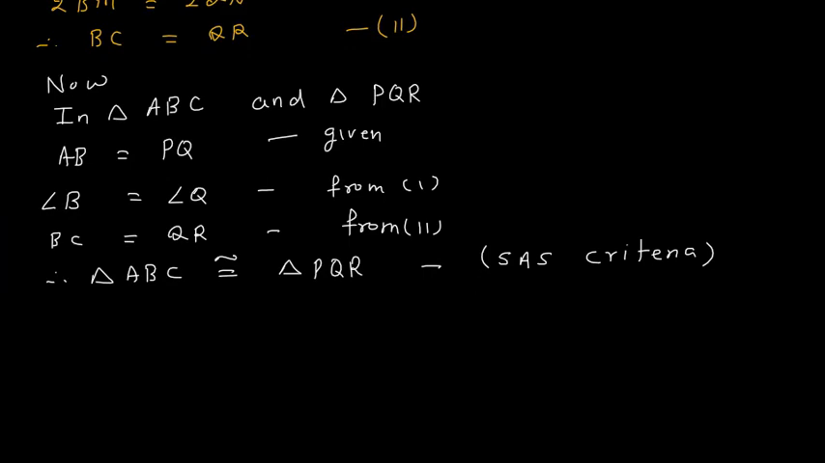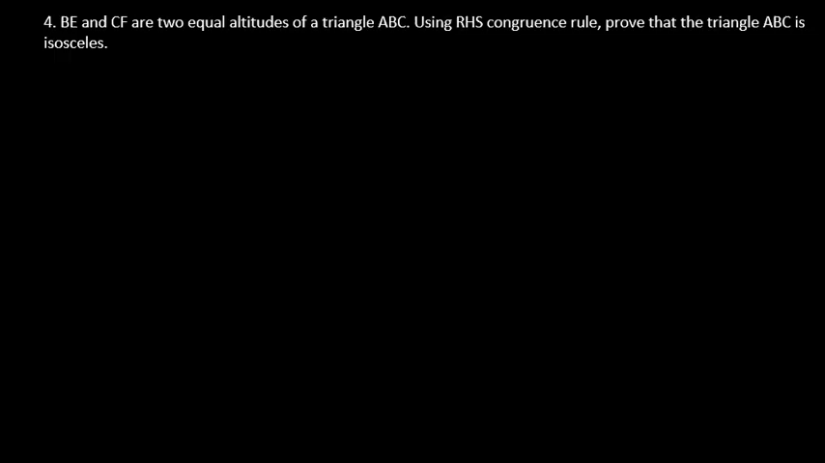Now let us discuss one more problem for today. Fourth problem is BE and CF are two equal altitudes of triangle ABC. Using RHS congruence rule, prove that the triangle ABC is isosceles. Okay. So let us first draw the triangle. So I have drawn this triangle ABC. Then BE and CF are equal altitudes.